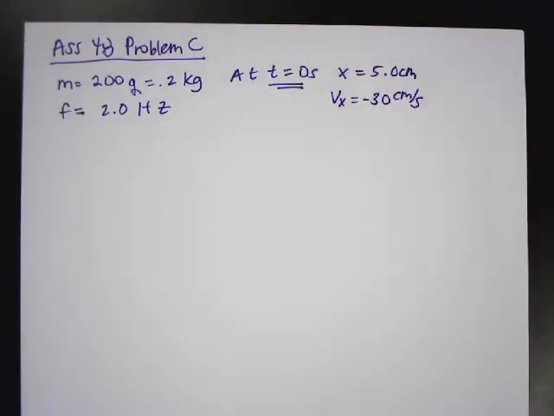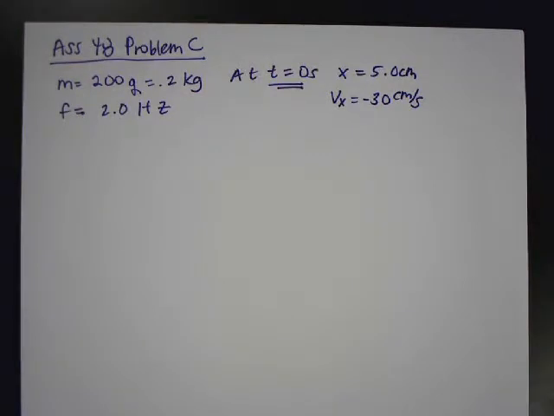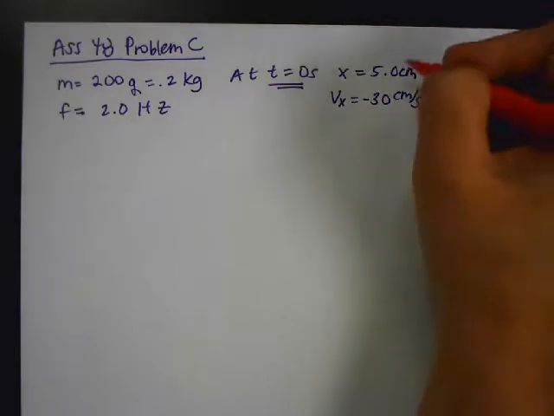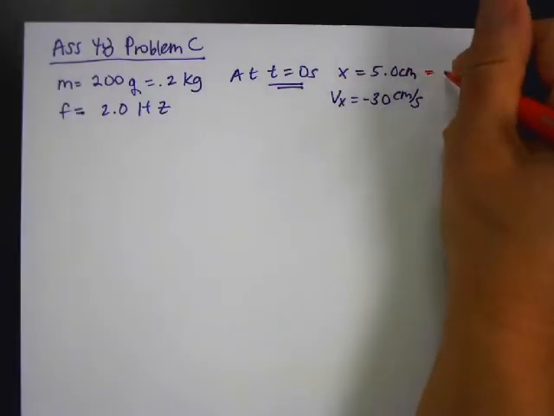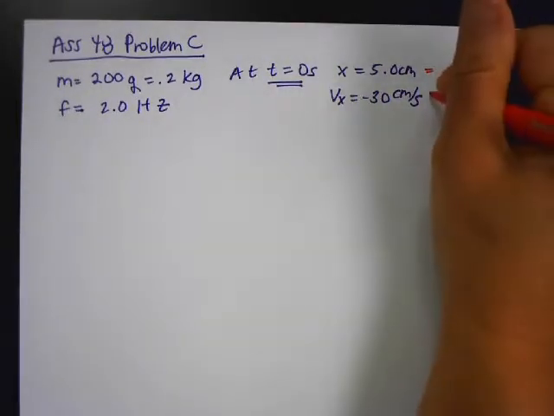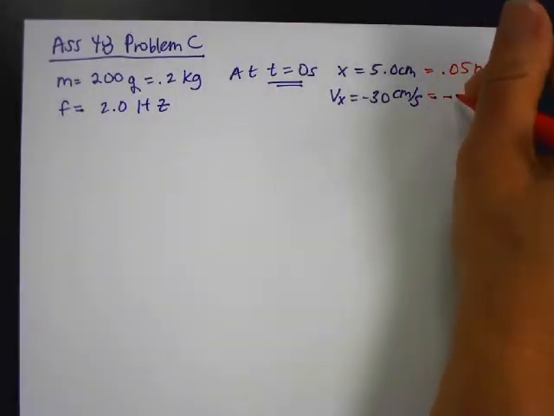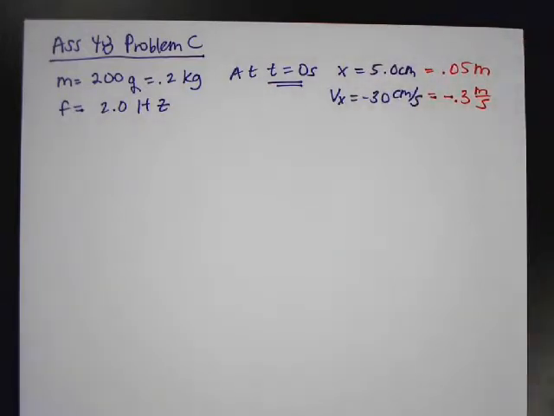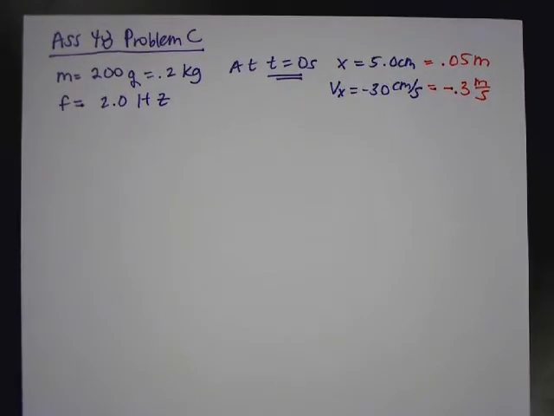So the first thing I'm going to do is, again, do all my conversions before I start reading stuff. So I'm going to convert this to meters, so that's going to be 0.05 meters, and then I'm going to convert this to meters per second, which would be negative 0.3 meters per second. So this way I don't have to do any conversions as I'm reading everything else.